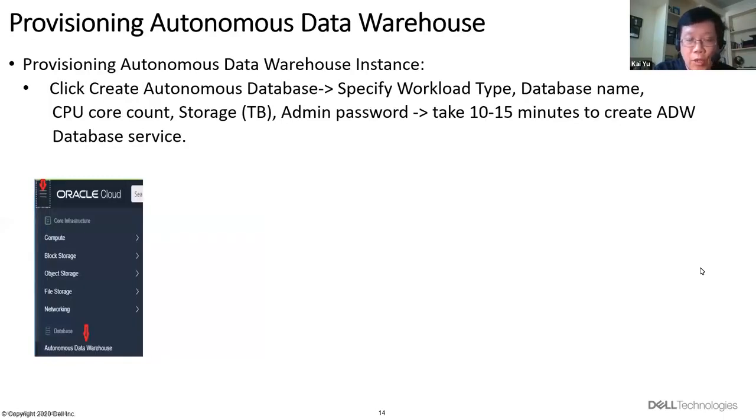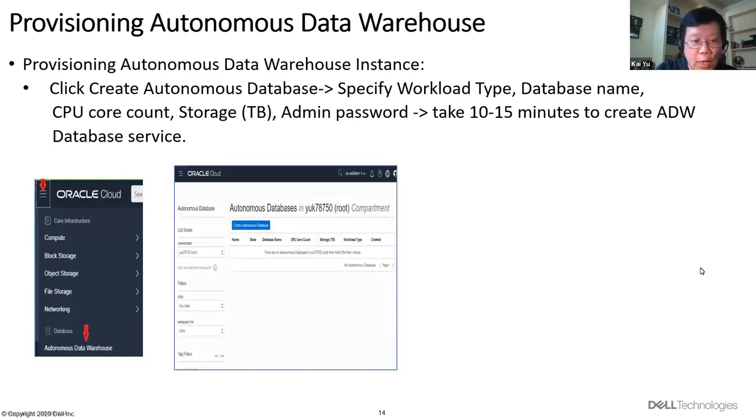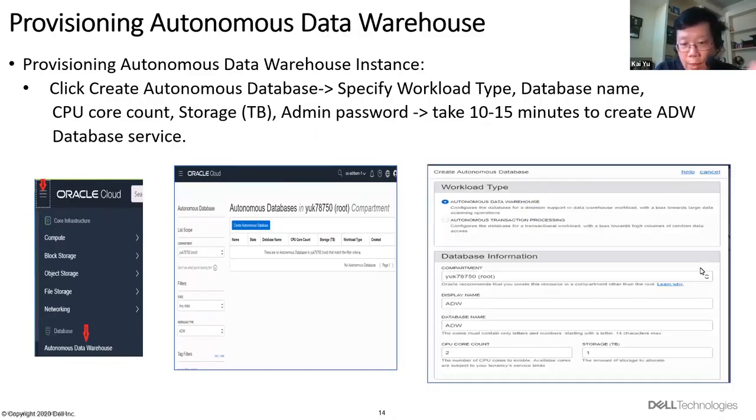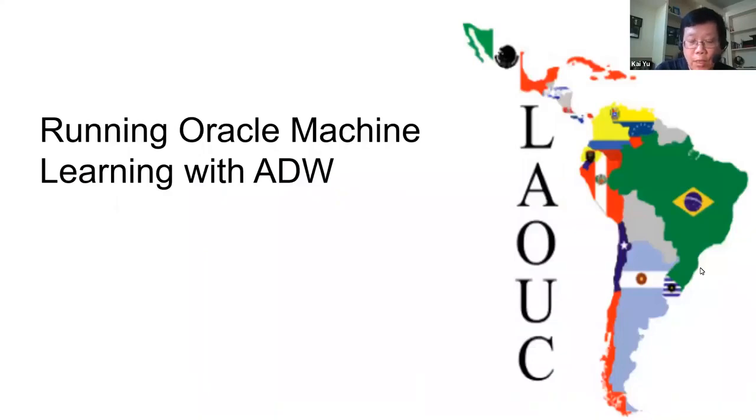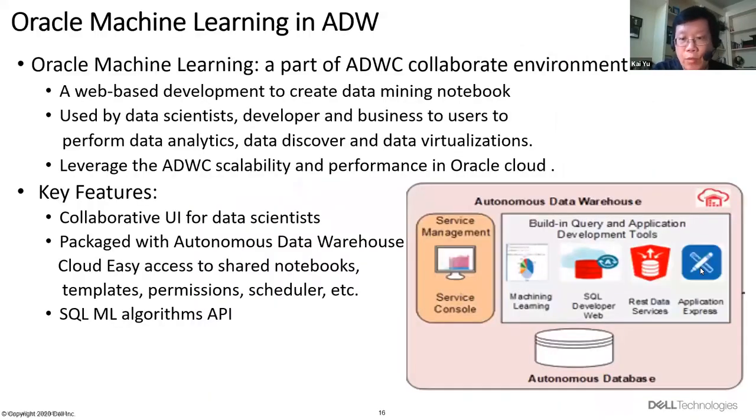In order to use Oracle Machine Learning, you have to provision an ADW instance first, and that's actually quite simple. Once you get a free account, you log into the main page, click Autonomous Data Warehouse, and answer a few questions, like how many CPUs you want, and it will automatically create your instance. Once you have an instance, you can go from there to get a machine learning account. We just went through that.